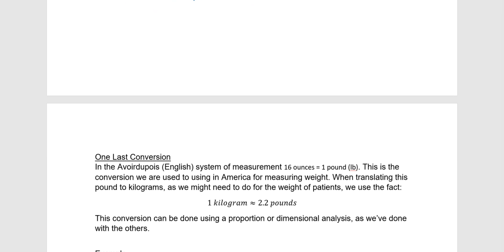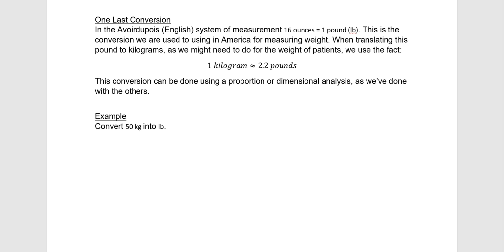Okay, so that's a conversion between those 3 systems of measurement. So one last conversion here. In the English system of measurement, we know that 16 ounces is 1 pound, which was different from the apothecary system. So 16 ounces in the English system is 1 pound, and this is what we use for weight. But translating this from pounds to kilograms, which we might need to do a lot because kilograms is in the metric system, we need to use this conversion. So 1 kilogram is approximately 2.2 pounds. Remember that the squiggly equal sign means approximately.